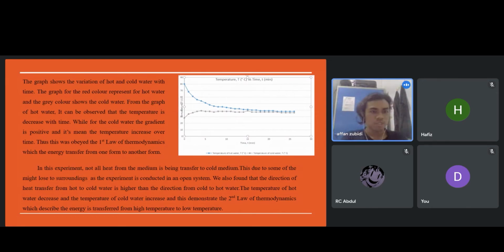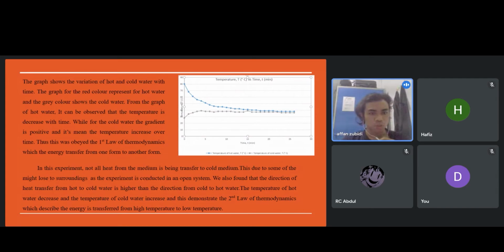The discussion: the graph shows the variation of hot water and cold water temperature with time. The red color represents the hot water, and the gray color shows the cold water. From the graph of hot water, it can be observed that the temperature decreases with time, while for the cold water, the gradient is positive, which means that the temperature increases over time. So what we can conclude here is that this obeys the first law of thermodynamics, which is that energy is transferred from one form to another form.